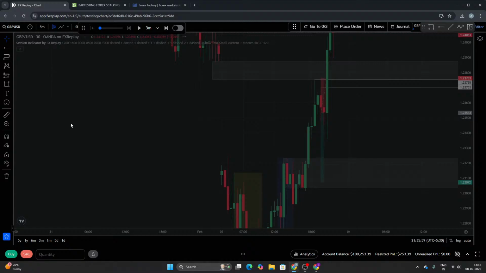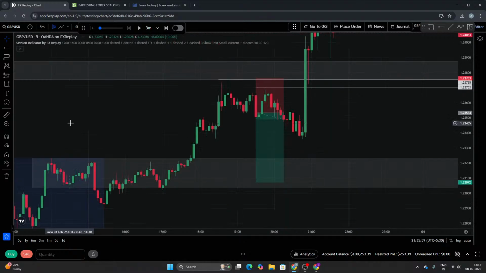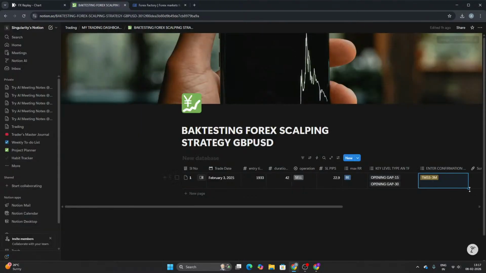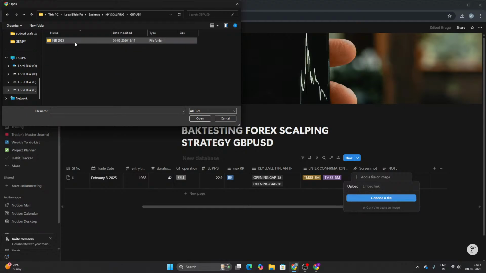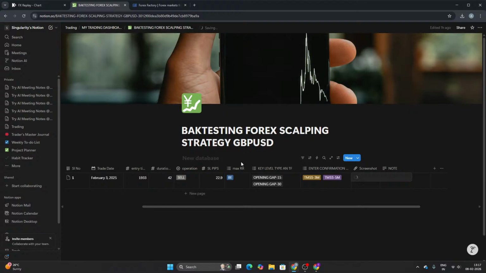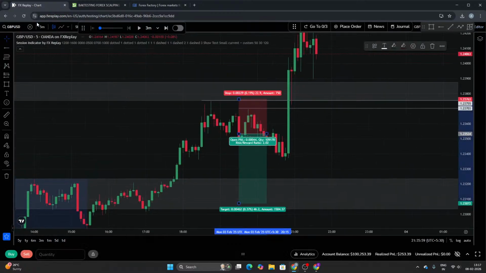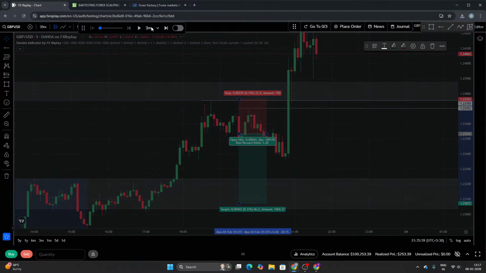Let's see what happened. Yep, it's a true market structure shift, all right. It happened on 5 minutes too. And screenshot. Now I'm back. Let's move on to next day.